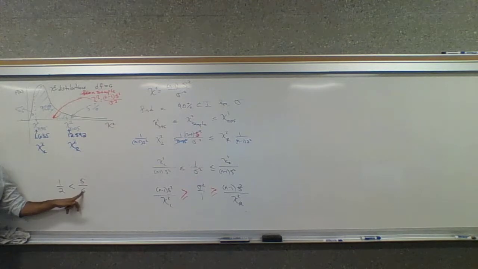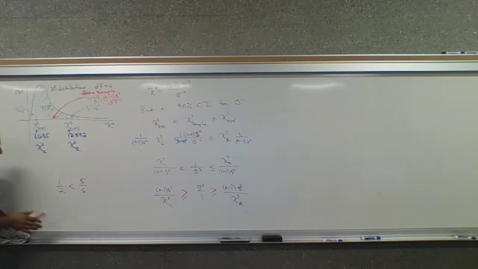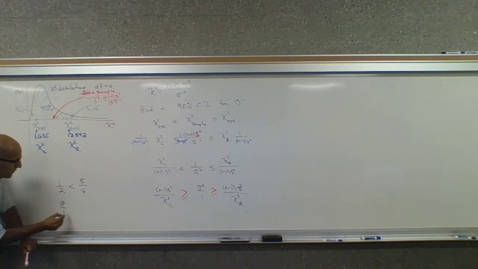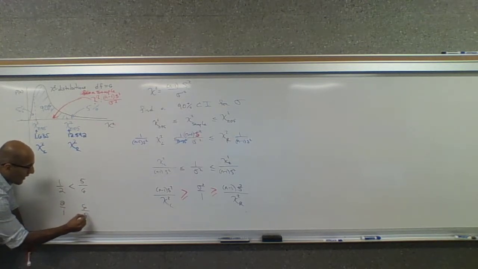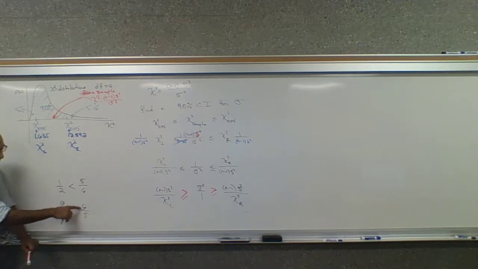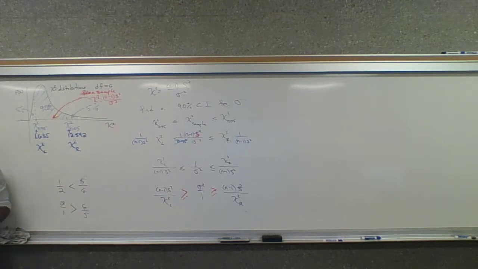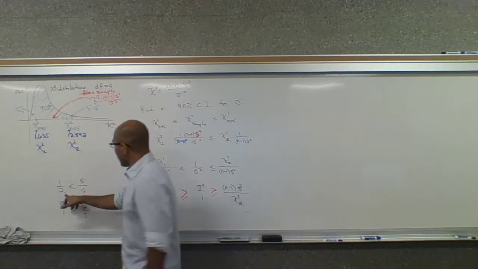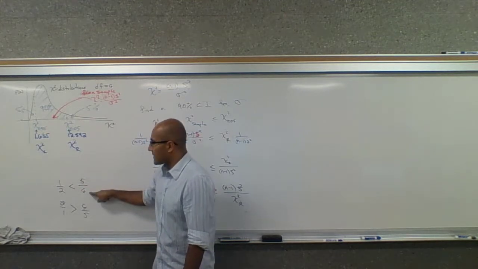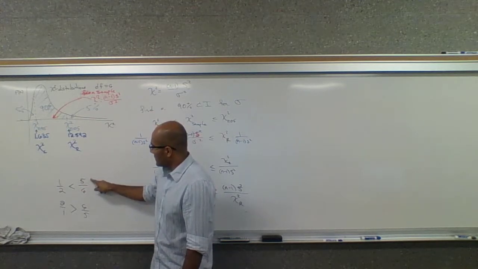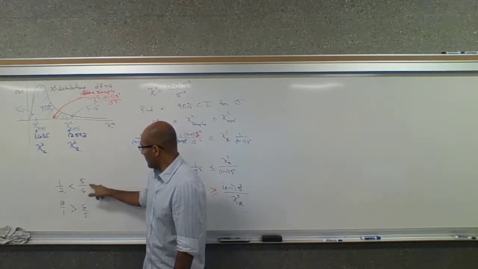Yes? Is that true? 1/2 is definitely smaller than 5 over 6. But now if you just flip them, we end up with 2 over 1, and then here we get 6 over 5. So this is definitely smaller than that one. Sorry, 1/2 is definitely smaller than 5/6. Right, this is a little bit less than 1. This is a half, so this is definitely bigger.